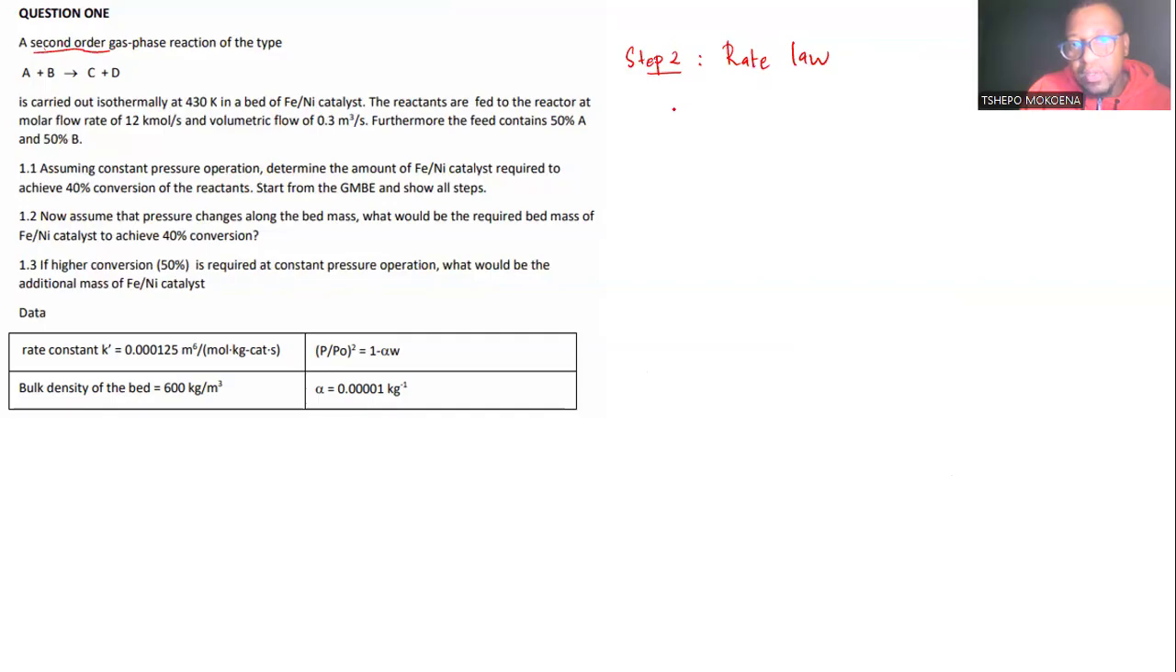So we know that the rate law is written as negative r prime A equals k, the rate constant, which we denote with a prime at the top, multiplied by the concentration of what? Now, this is a second order reaction, and we have two species. So that will be given by the concentration of A multiplied by the concentration of B. This is how we write the rate law for this case.